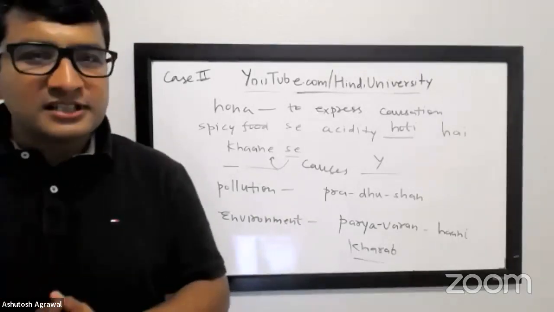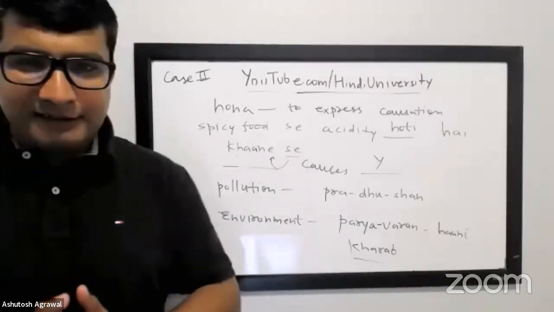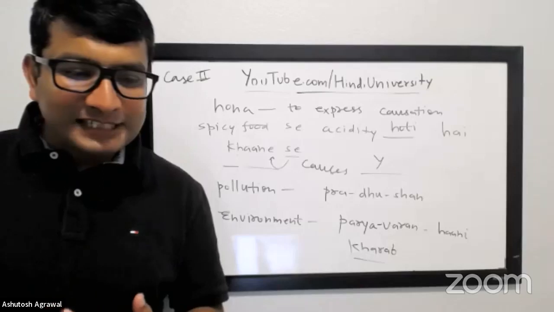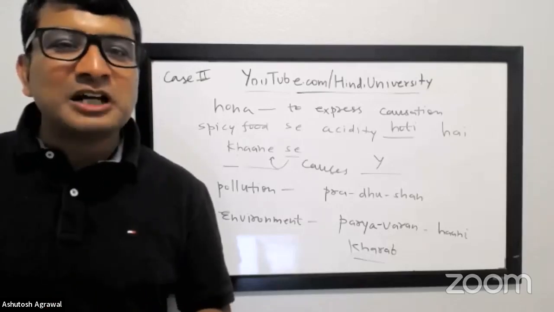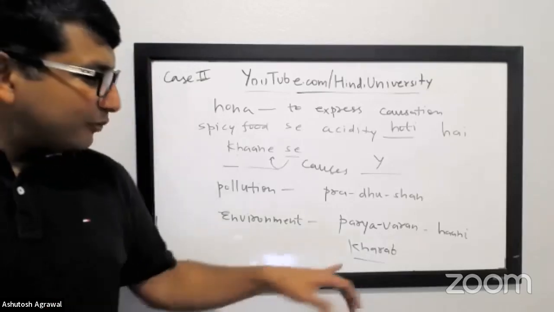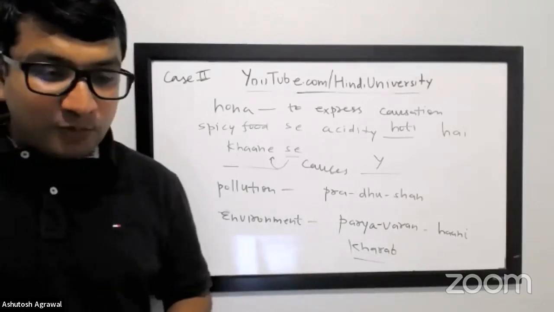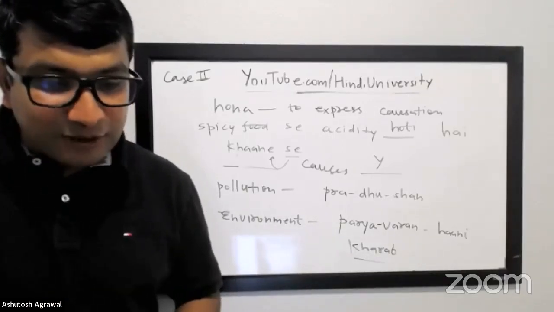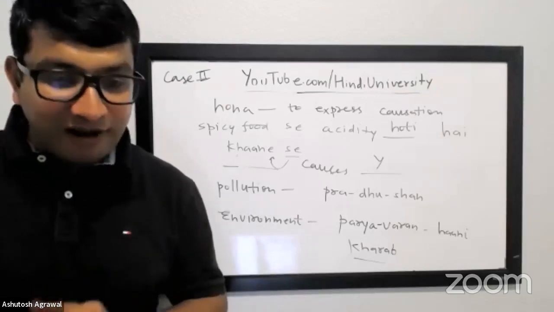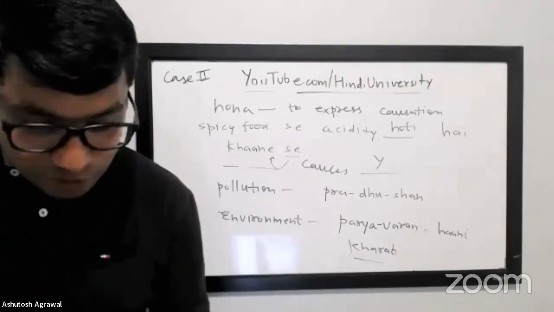Okay, so when you put everything together, it's simple. You can say Pradushan se Paryavaran hani hoti hai. Okay, hani is considered feminine, so Paryavaran hani hoti hai. But if you want to say kharab, you can say Pradushan se Paryavaran kharab hota hai. Okay, it may sound hard, but the pattern should be easy.